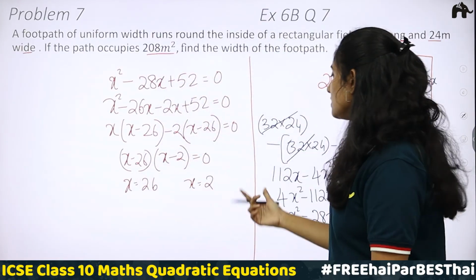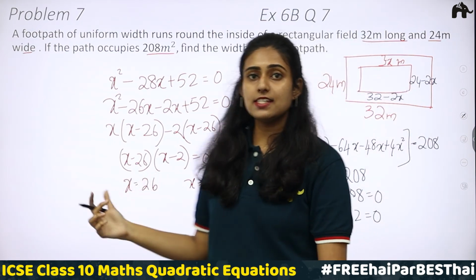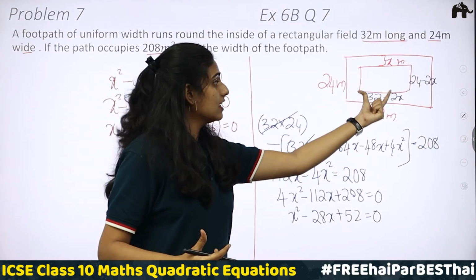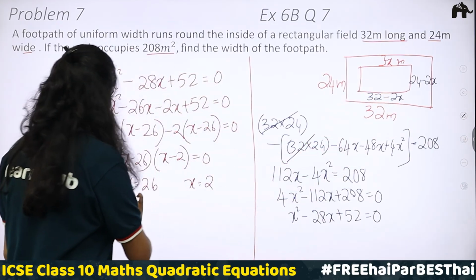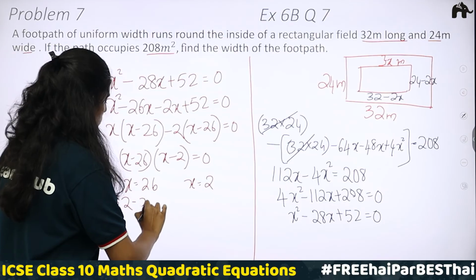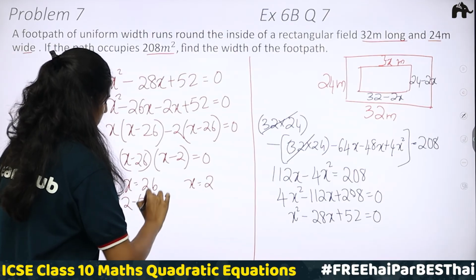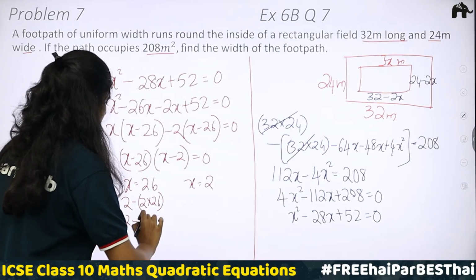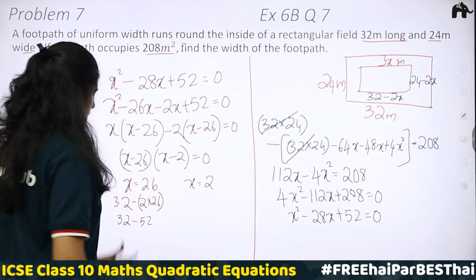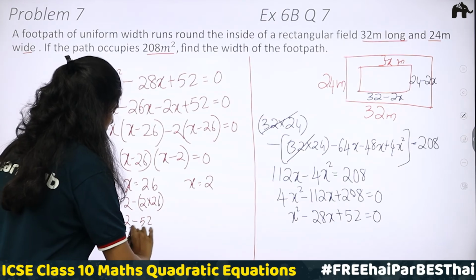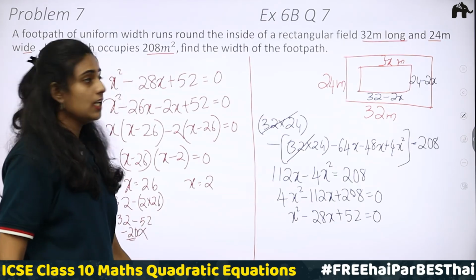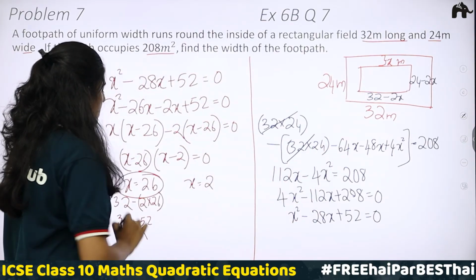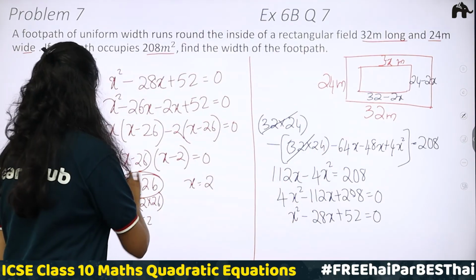Now check the values. Here, if x is equal to 26, what is the length of the inner rectangle? 32 minus 2 into 26, which will be negative, right? 32 minus 52, we will be getting minus 20. Minus 20 cannot be the length of the inner rectangle. So, this value x is equal to 26 cannot be accepted.